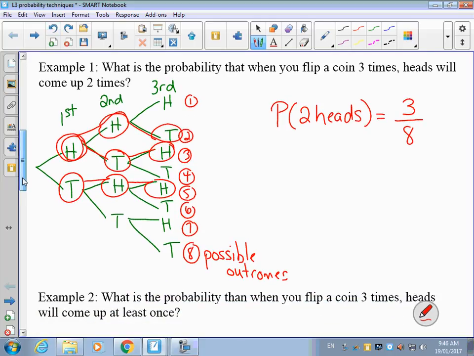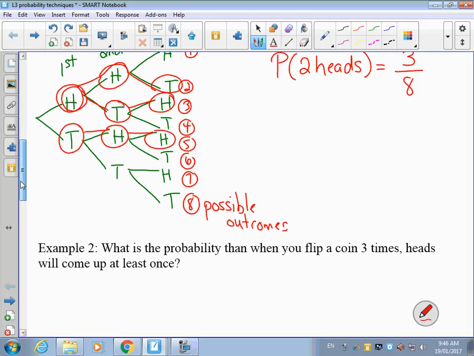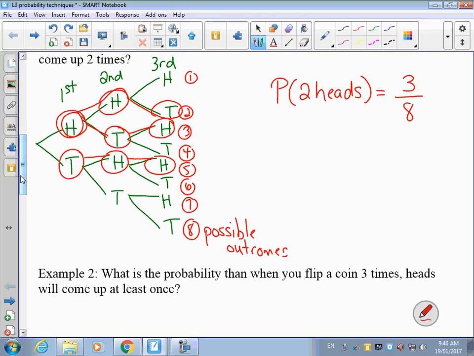So you can see it gets slightly more complicated. If we look at another one, what is the probability that when you flip a coin 3 times, heads will come up at least once? So this time, I want to know the probability of at least 1 head showing up on the coin.